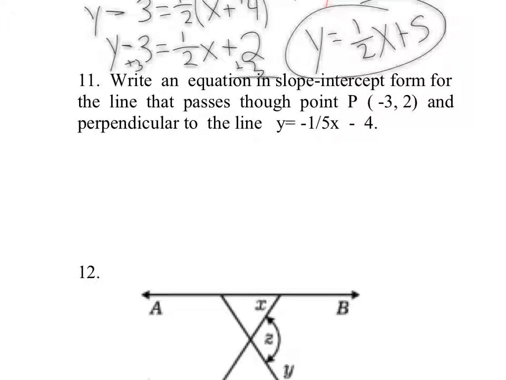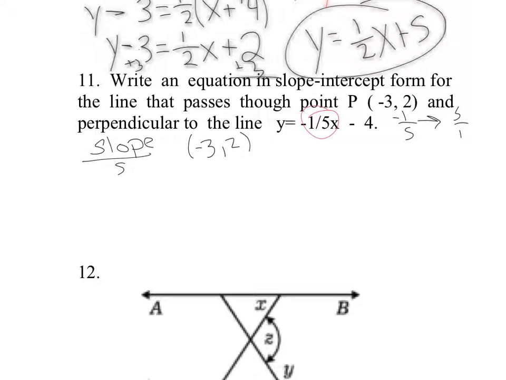Number 11, write an equation in slope-intercept form for a line that passes through (-3, 2), and this time perpendicular. So if we're going to be perpendicular, first of all, for our slope, you got to take -1/5, flip it, and change the sign. That's +5. The point is (-3, 2).